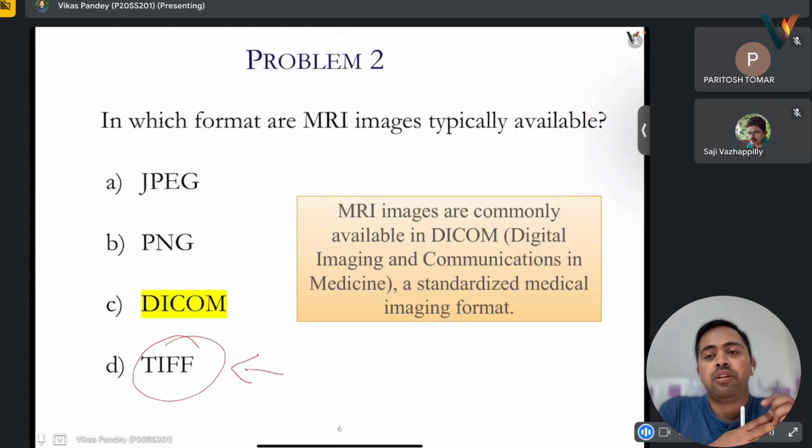Whereas in case of medicine and the diagnostic field, we need very good resolution. We are not worried about the size of the image. We are more concerned about how well we can see or observe the image, how good the resolution is.